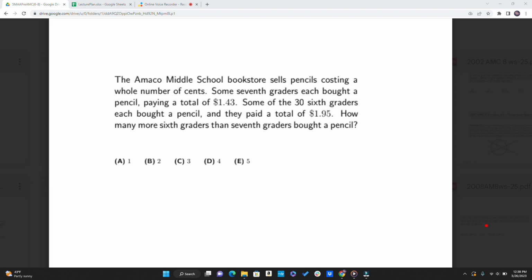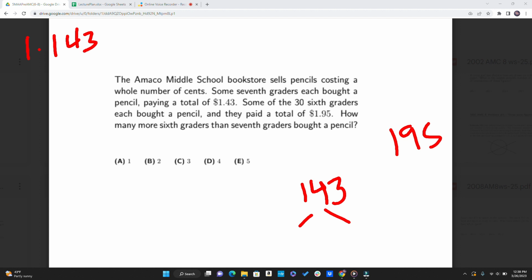So the cost of a pencil needs to be a multiple of 143 and a multiple of 195. So what are the factors of 143? Right? Because it needs to be divisible by that for multiple to buy it. Well, we've got 1 times 143. It's not divisible by 2, right? Is 143 divisible by 3? No, it's not. Not divisible by 4.